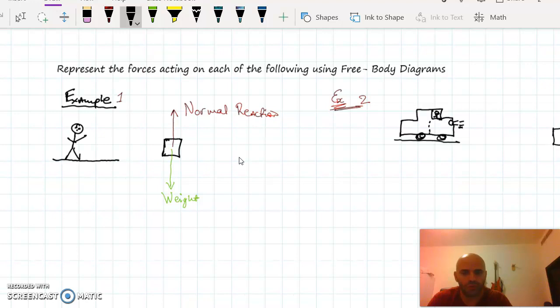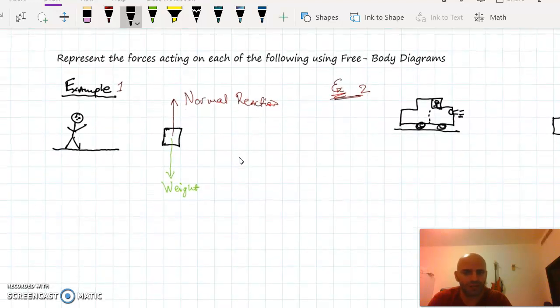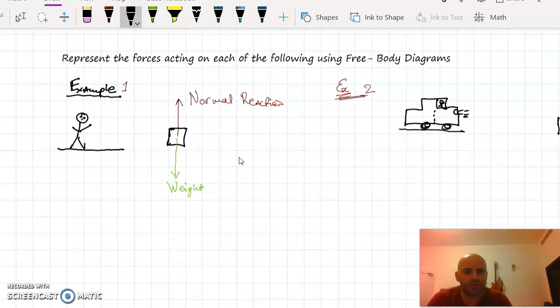So what we want to be able to do is represent the forces acting on each object using a free body diagram. A free body diagram basically takes everything else away except for the forces. That's it. We take all the forces that are acting on that one object and we usually put them pointing away from that object. Okay.